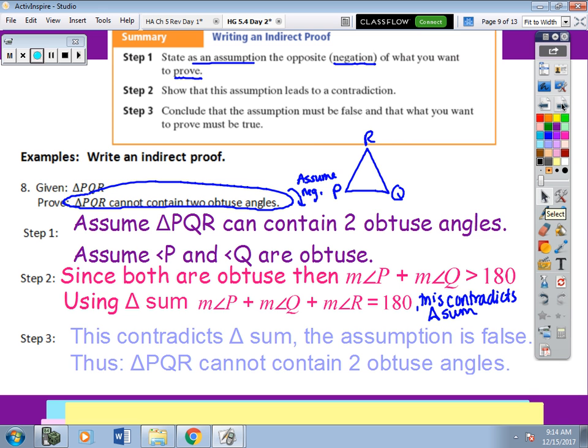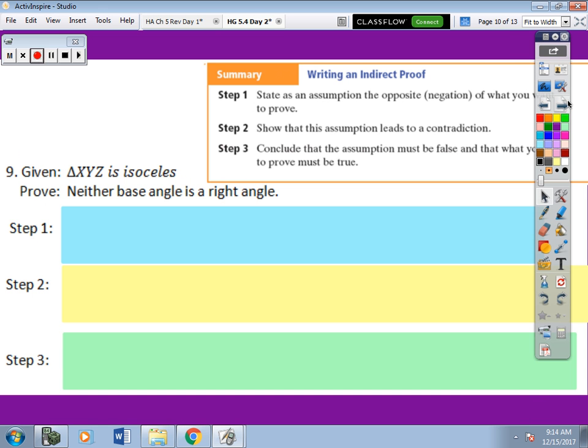All right, last one. Triangle XYZ is isosceles. Okay, so the given, again, do not change this. The given always stays as is. The prove is what we're trying to prove using contradiction. So prove that neither base angle is a right angle.